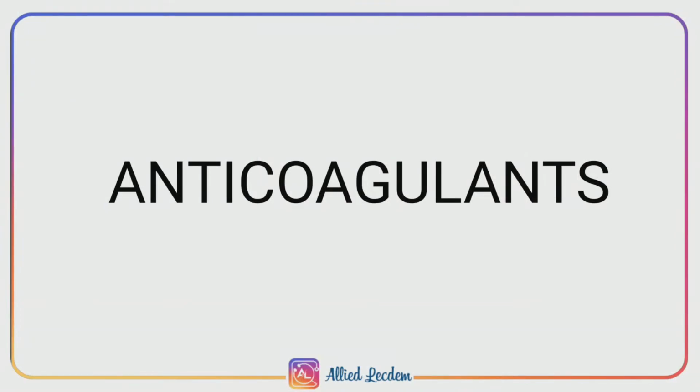This is your Allied Lecdem channel to enhance your understanding. Today's topic is about anticoagulants. Here we discuss different types of anticoagulants that are used in different color-coded vacutainers. So when collecting blood, we don't want blood to clot, so we use anticoagulants that are present in vitro, that is outside the body.